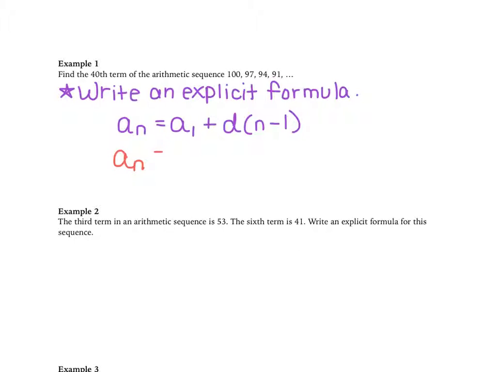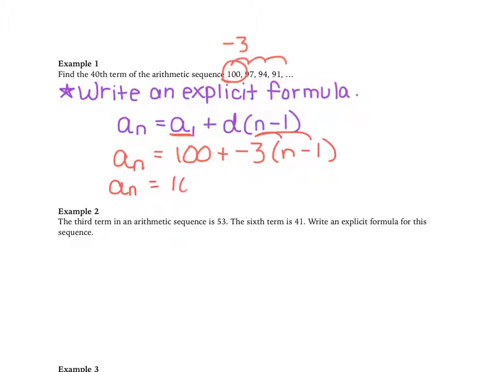A sub n equals, now my a sub 1 is going to be 100. My d value is what's changing from term to term to term, and you'll see that that's going down by 3, so I'm going to say that my d value is negative 3. Could have, by the way, just written that as negative 3, okay, instead of plus negative, but it's okay either way. And then n minus 1. Let's distribute this. So now I have a sub n equals 100 minus 3n plus 3. Okay, so all I did there was distribute this negative 3 in there.